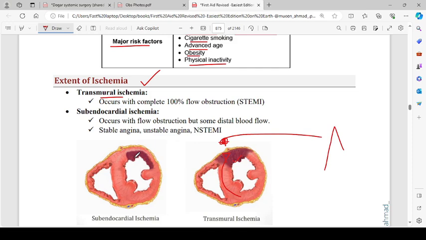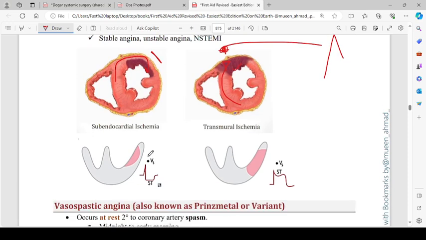If it is not transmural, we know that the subendothelial layer is the first layer to get ischemic. So as a rule of thumb the current moves towards the ischemic area, so current starts moving in this direction, our probe is here. So if the current is moving away from our probe, the ST segment will not be elevated, right? So subendocardial ischemia occurs with flow obstruction but some distal flow: stable angina, unstable angina, and NSTEMI. Subendocardial ischemia and transmural ischemia. So here you can see that in such situations we find no ST elevation or ST depression, while in this situation we find ST elevation.